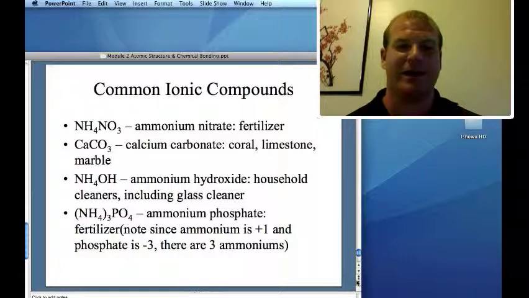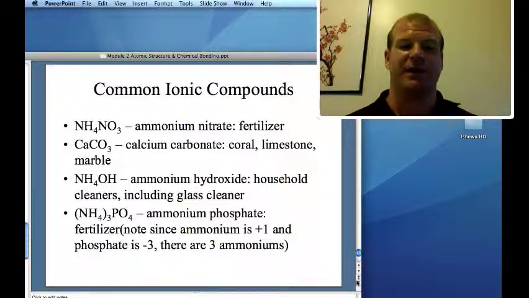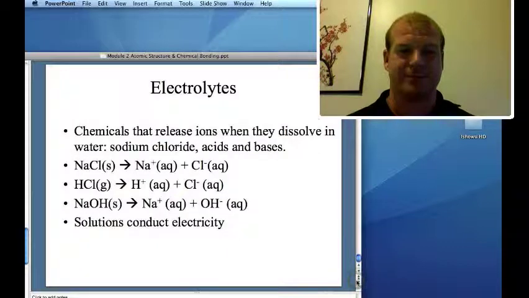And here are some common compounds. Ammonium nitrate, this is a fertilizer. It's also an explosive. Calcium carbonate, this is coral, limestone. Ammonium hydroxide, this is found in many cleaners. Ammonium phosphate, also a fertilizer.